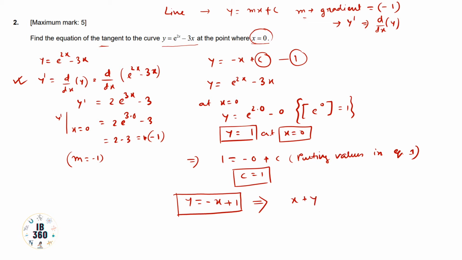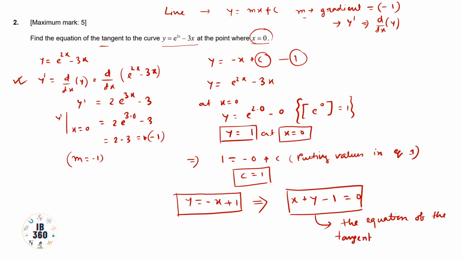x plus y minus 1 equals 0. This is the equation of the tangent line at x equals 0. So this was the sum. It was also a very easy sum.